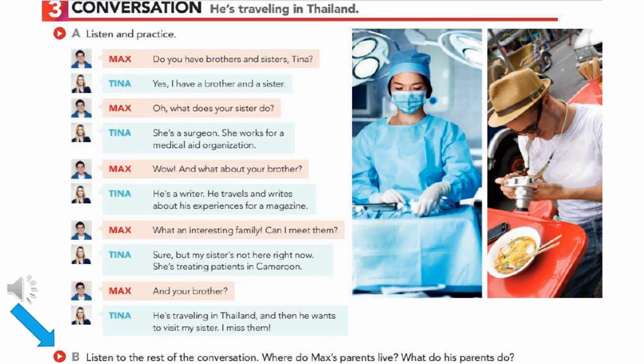Page 31. Exercise 3. Part B. Listen to the rest of the conversation. Where do Max's parents live? What do his parents do?